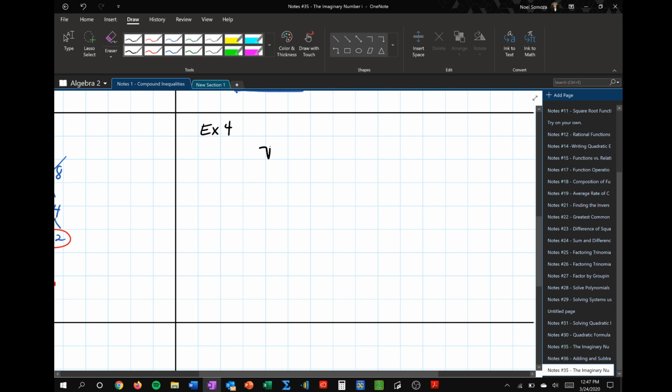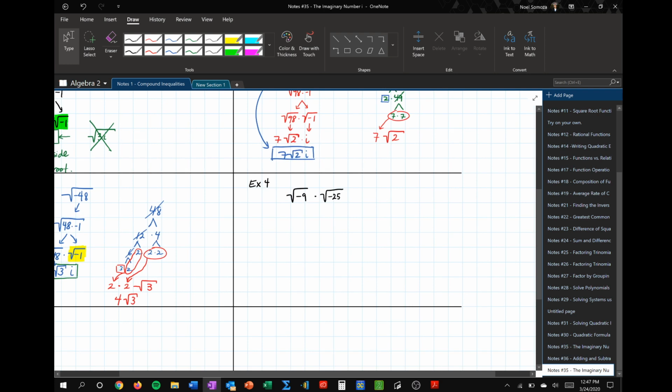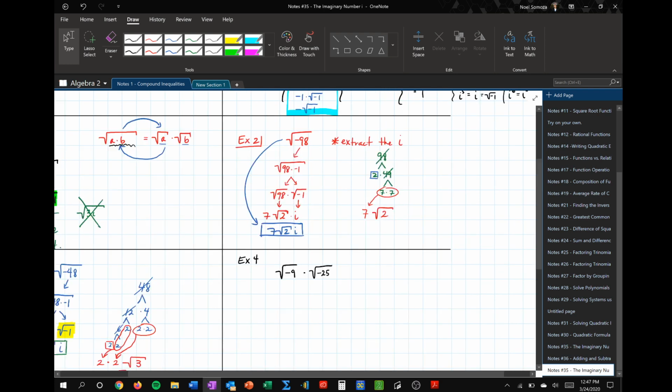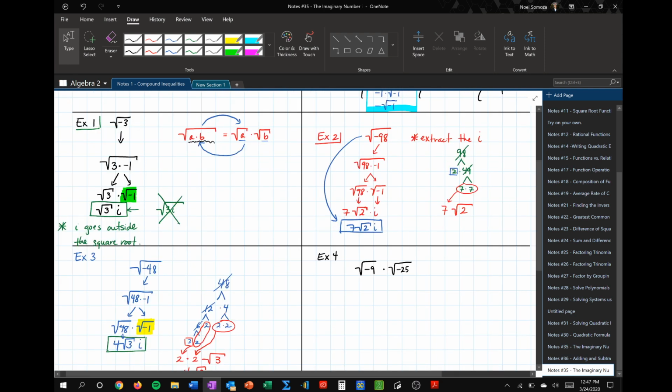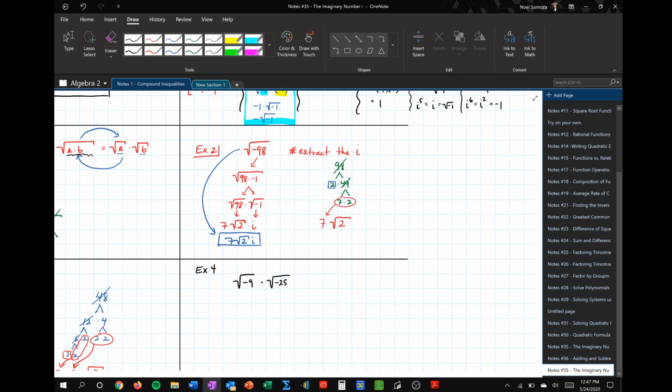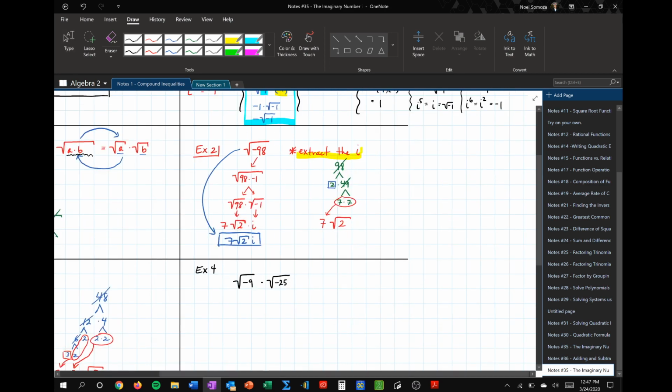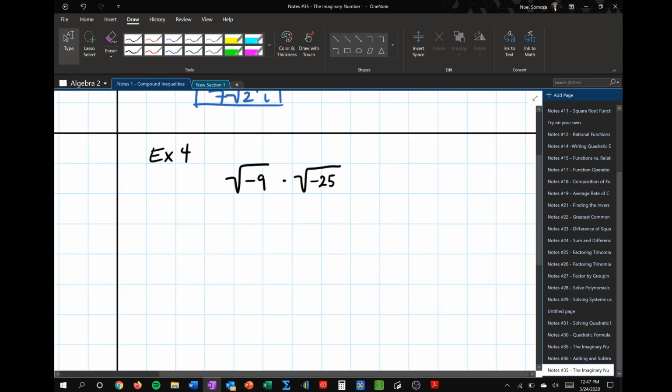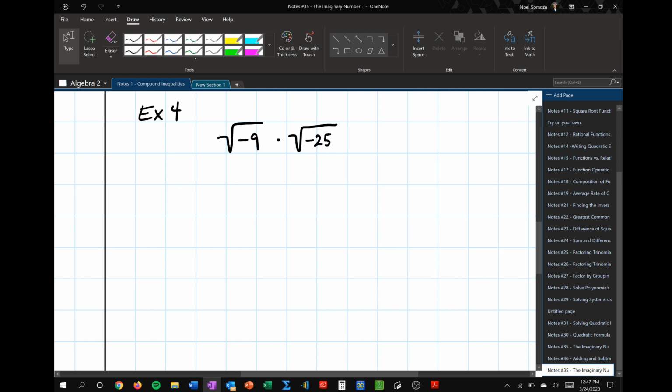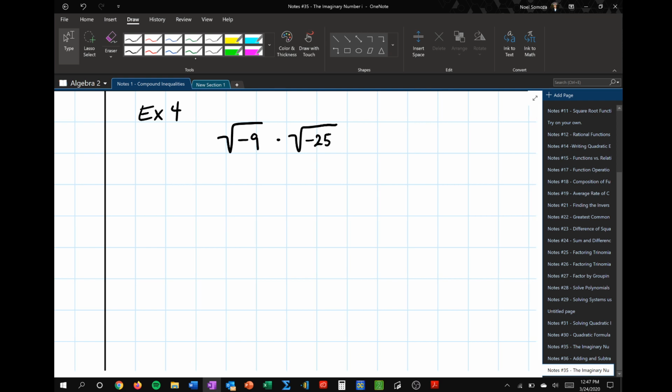Okay, so example 4, we have the square root of -9 times the square root of -25. Now remember what the first and the most important thing was about this. Take a look at example 2, even example 1. The most important thing here is to always extract the I first. So when you're dealing with a product, you have 2 different ones, you have to extract the I before you multiply the 2 numbers inside together.